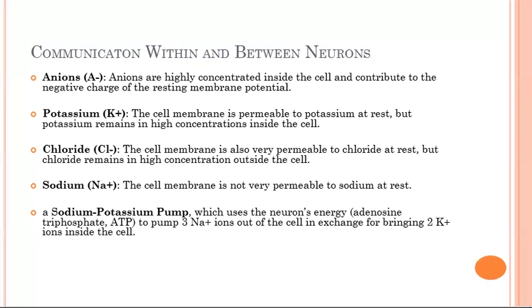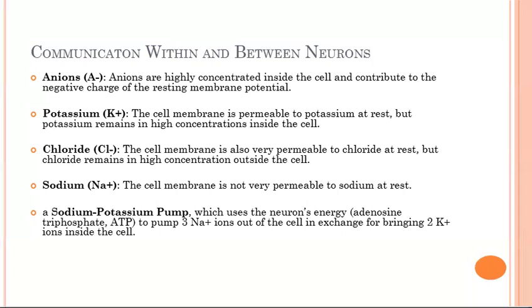With chloride, the cell membrane is also very permeable to chloride at rest. But chloride remains in high concentrations outside the cell. Diffusion pushes chloride inside the cell because it is in high concentration outside the cell. However, electrostatic pressure pushes chloride outside the cell because of the negative charge of chloride, and that's attracted to the positive charge outside the cell. So these forces on chloride oppose one another.